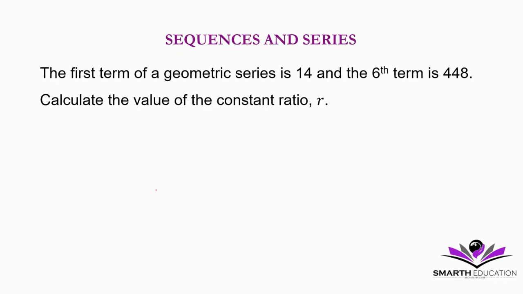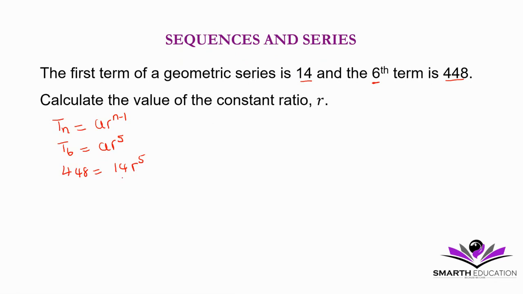So we know that for a geometric sequence, Tn is equal to ar to the power n minus 1. And we're told that the sixth term is 448, so it means T6 is equal to a times r to the power 6 minus 1, which is 5. Okay, and then a is 14, so where there's a we can put 14. Then T6 is 448, so we have 448 is equal to 14 times r to the power 5.